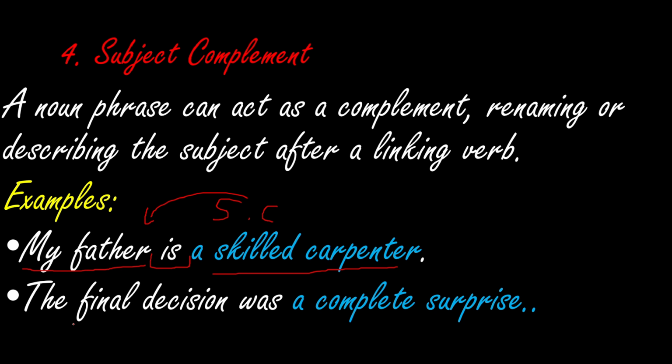We have: The final decision was a complete surprise. We have the final decision, a noun phrase, that's actually the subject. Was is the verb to be. Here the verb to be is in present and here it is in the past. A complete surprise is a noun phrase that functions as subject complement.